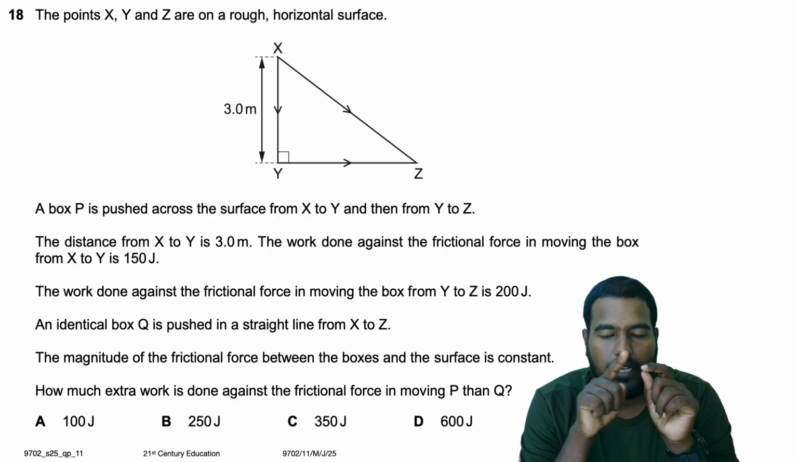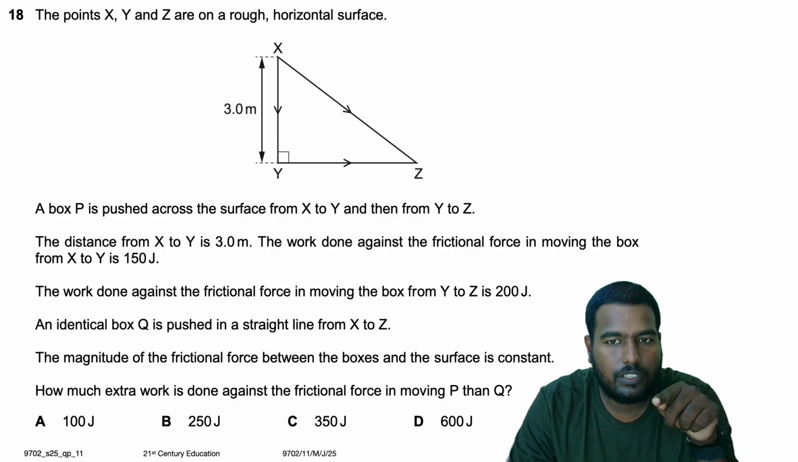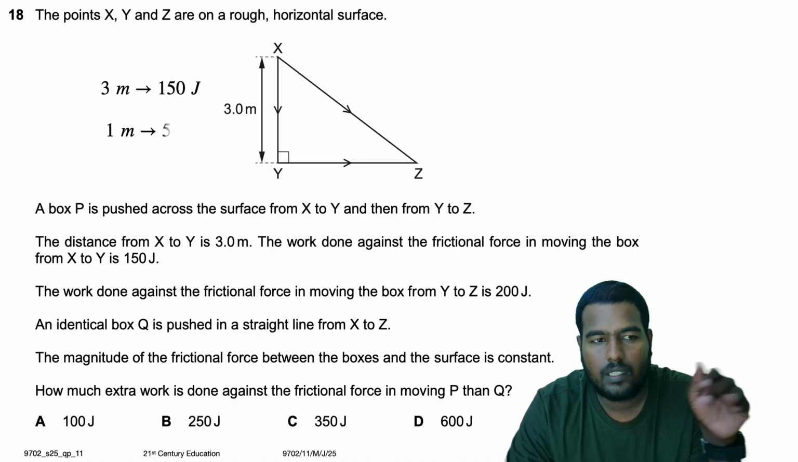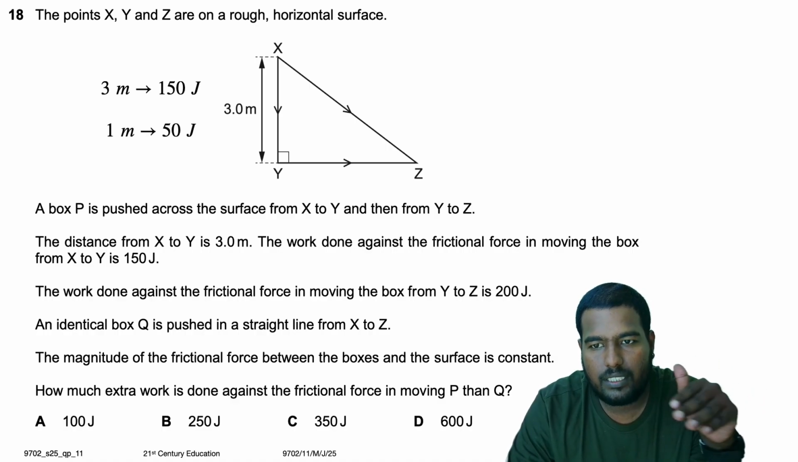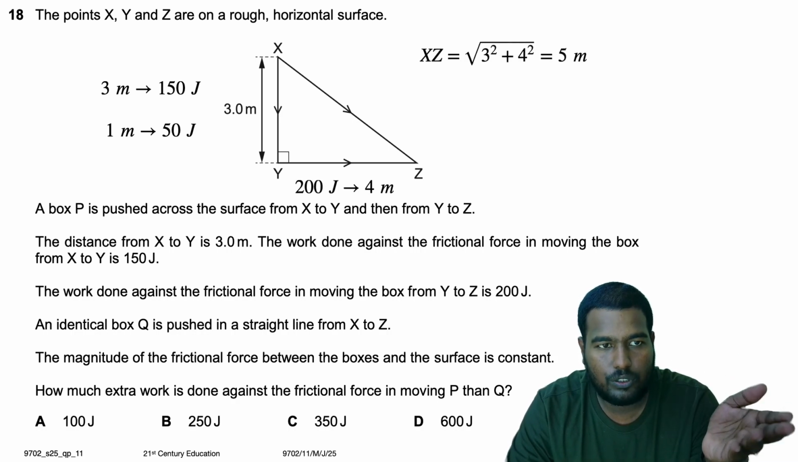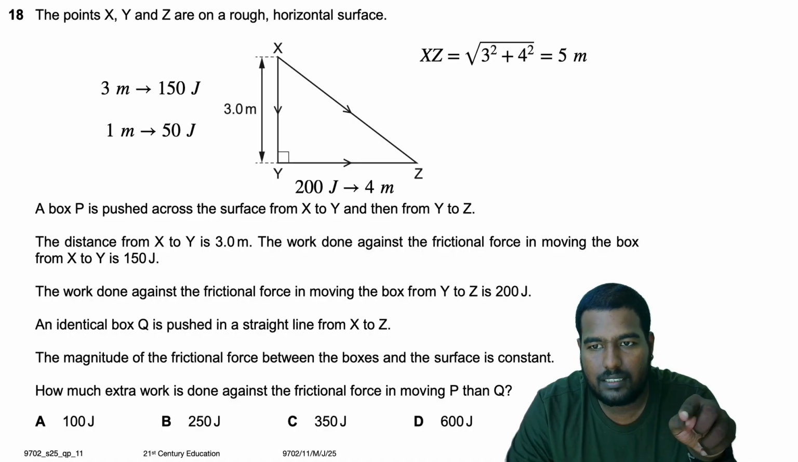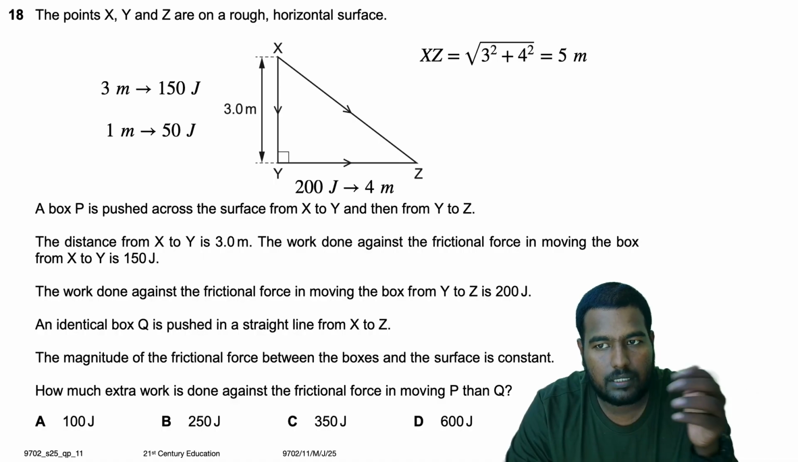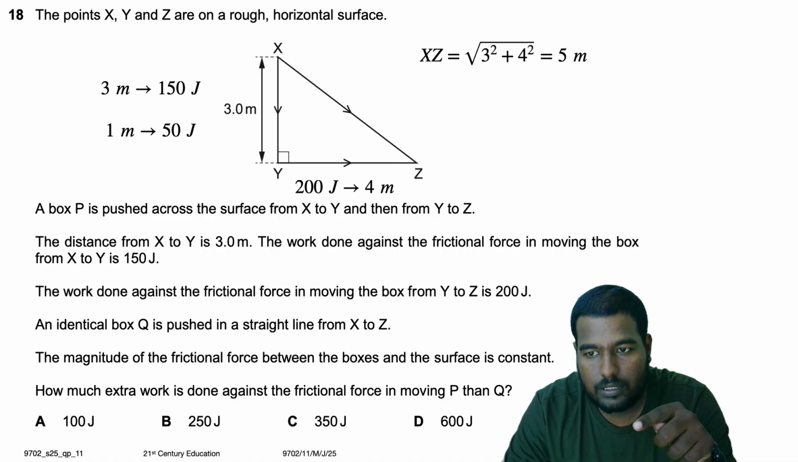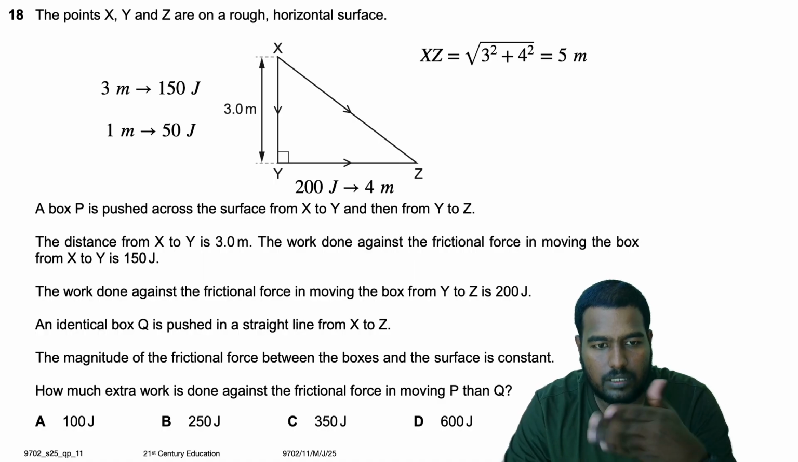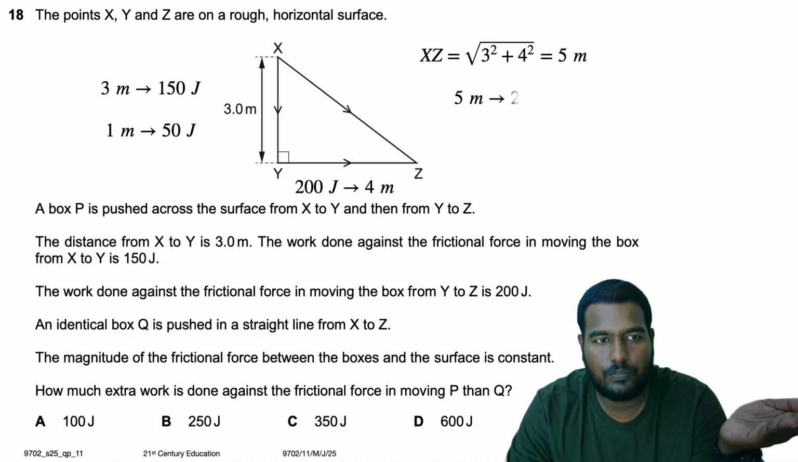Okay, so in XY it is 3 meter. For 3 meter it's 150 joule. So for 1 meter you will take 150 by 3, which is 50 joule. From Y to Z, it's 200 joule for 4 meter. So again here 1 meter is 50 joule. So if you have to find XZ, the distance, then it's XY square plus YZ square. So 5 meter, Pythagoras theorem. We found that for 1 meter it takes 50 joule because it's the same surface. So 5 meter is going to take 250 joule.